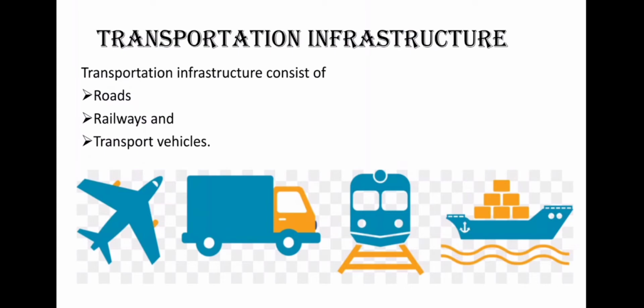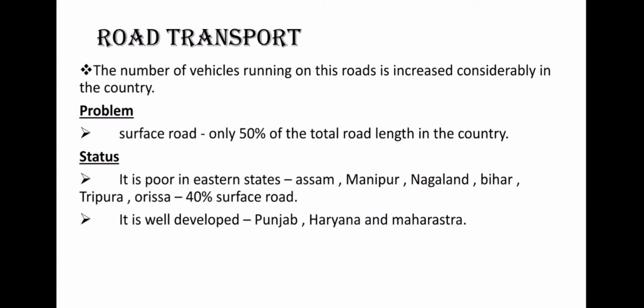Transportation infrastructure. Transportation infrastructure consists of roads, railways and transport vehicles. Road transport. The number of vehicles running on the roads has increased considerably in the country. The problem is that the surfaced road is only 50% of the total length in the country.